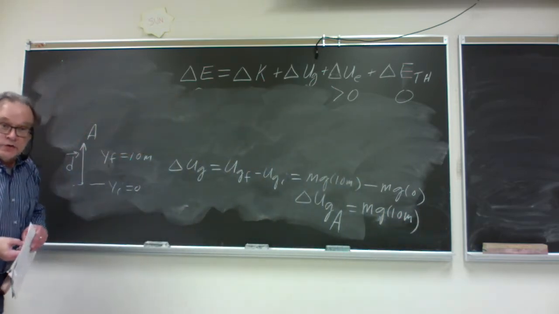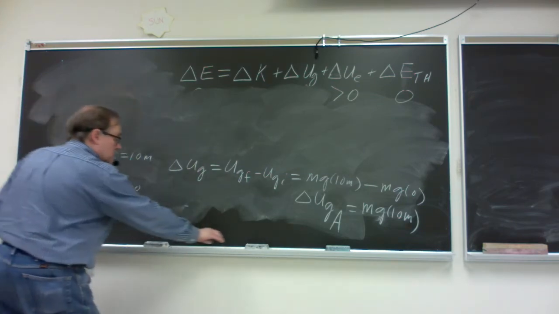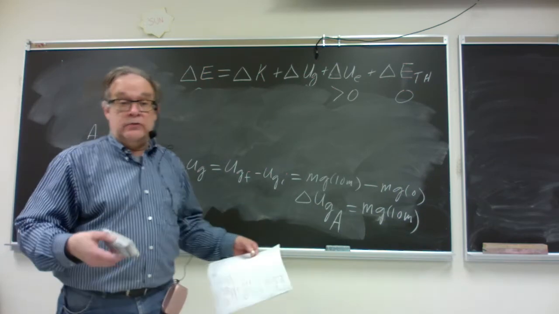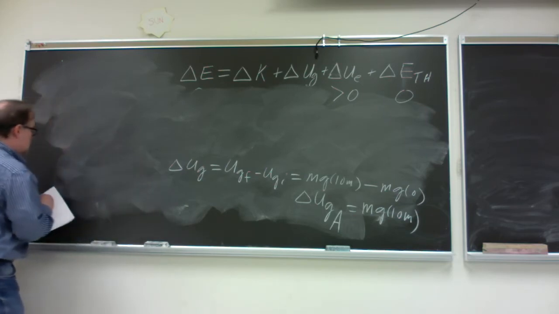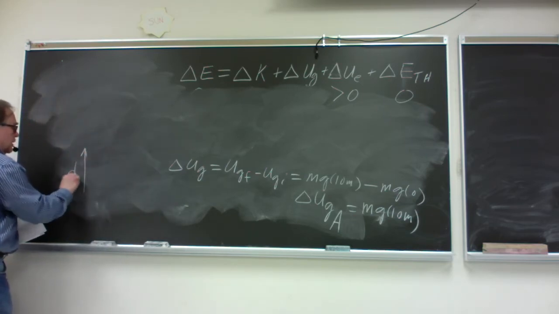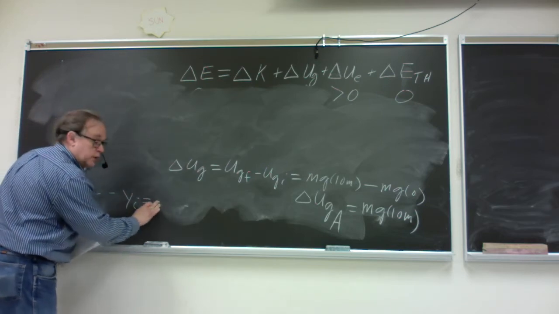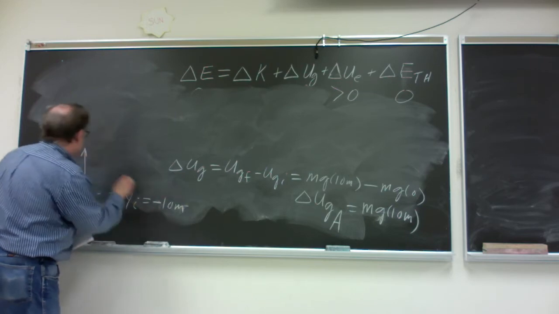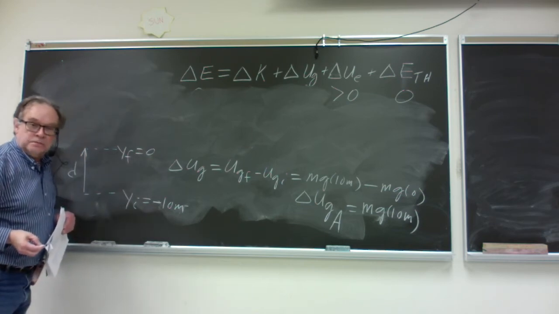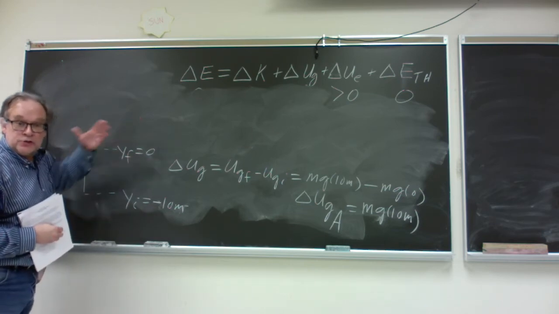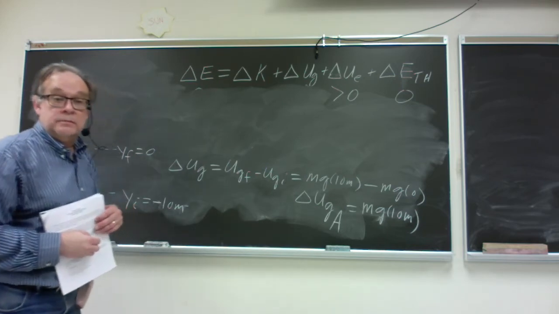Now try a different coordinate system. We'll still move the mass in the same way, but we'll give the elevations different names, different numbers. Still moving it up 10, and now we'll say that the initial location is minus 10 meters, and the final location is 0. The initial and final locations are still 10 meters apart, and up is still the positive direction.